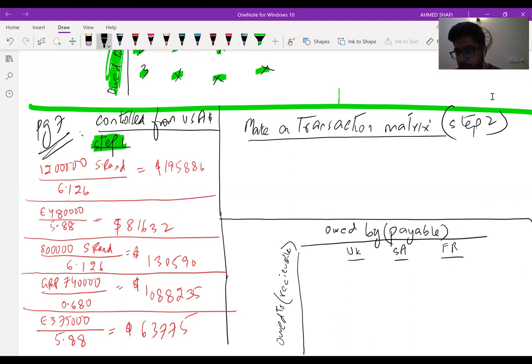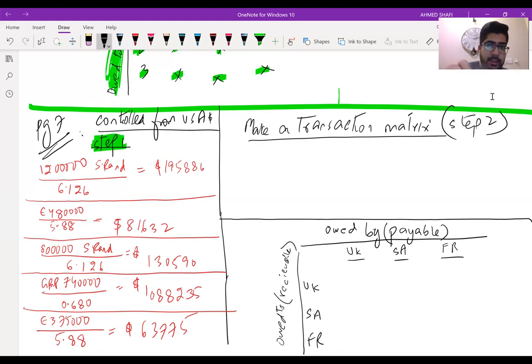The first transaction, UK and South Africa are involved, I wrote UK and South Africa. Second, UK and France, UK already written, and France. The third, France and South Africa, both are already written. Fourth, South Africa and UK, both are written. And the fifth, South Africa and France, both are written. And the same countries of which you have made columns, make the rows. UK. Okay, this is how a transaction matrix is made. Owed by columns, or owed to receivables. Mention all countries in columns, and the same in rows.